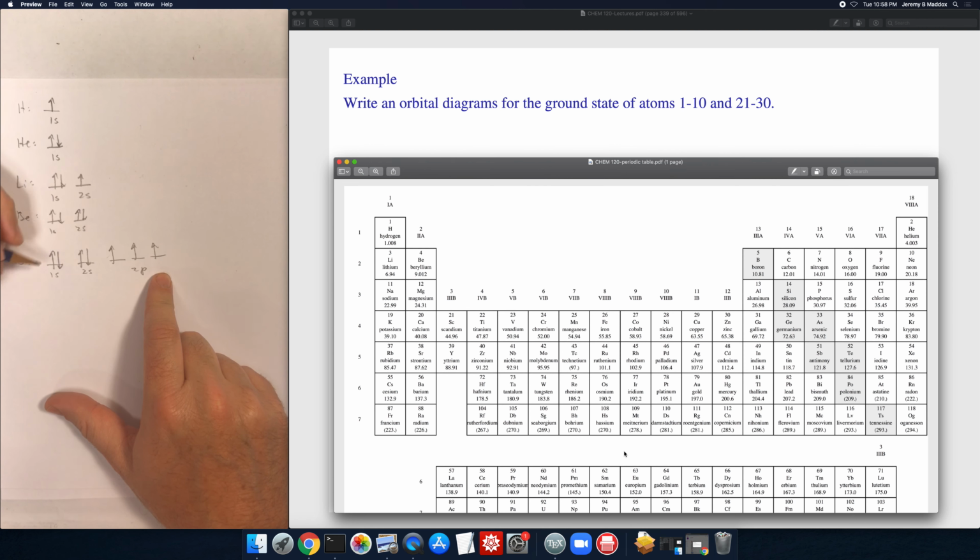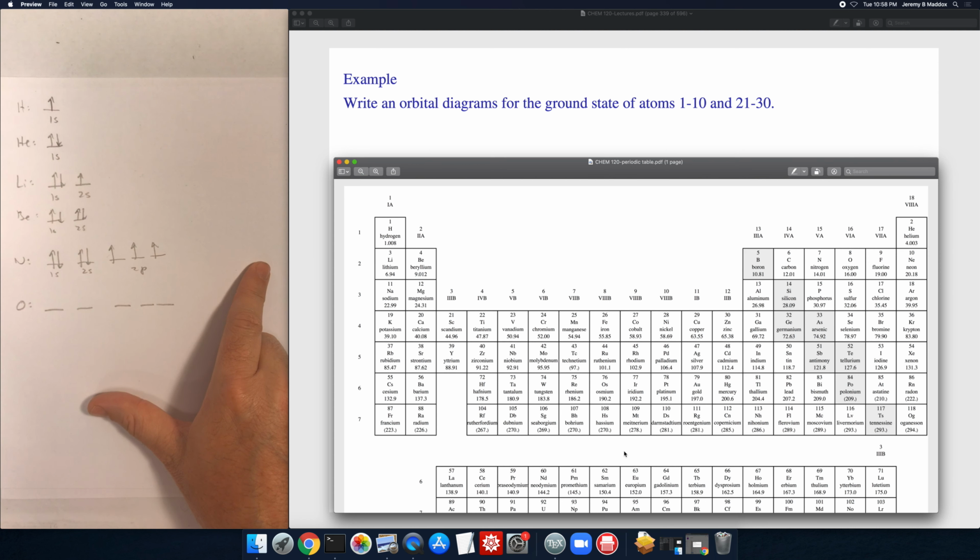Let's do oxygen. What happens when we make oxygen? So oxygen has an extra electron. We've got a total of 8 electrons.